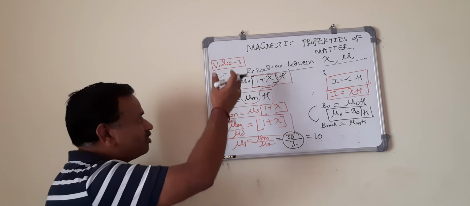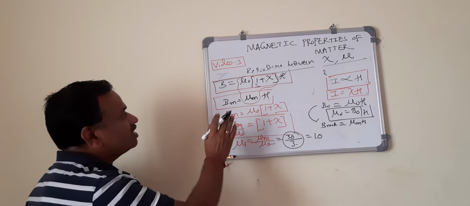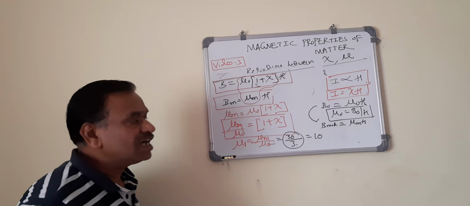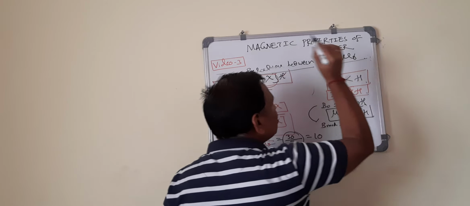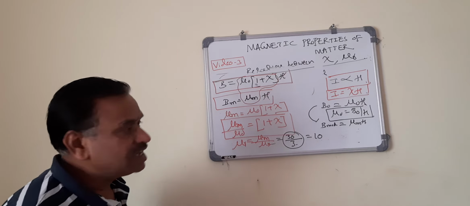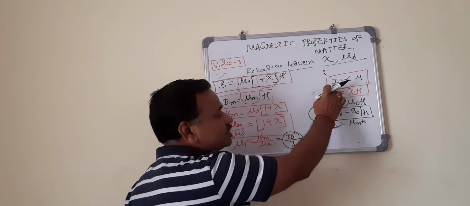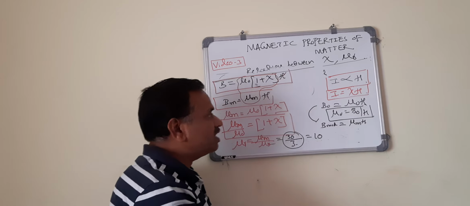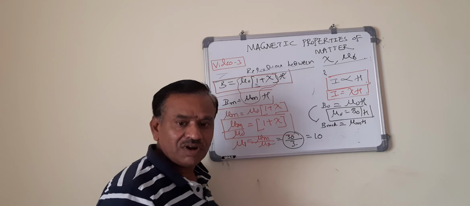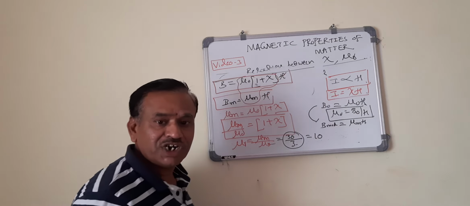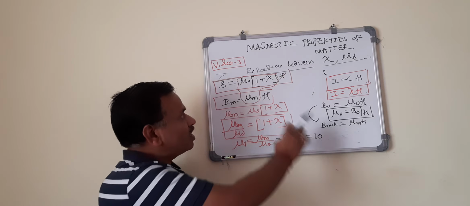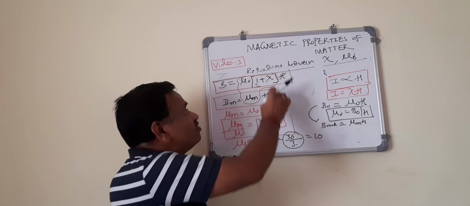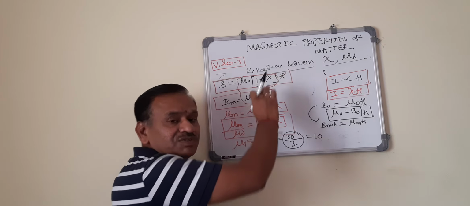Normally you will get a 2 mark question here: derive the relation between susceptibility and magnetic permeability, that is, mu r. Here this equation is important. I is directly proportional to H, so I equals chi into H, where chi is the proportionality constant. With respect to this equation, for an air medium, this quantity will be 0. There is no medium.